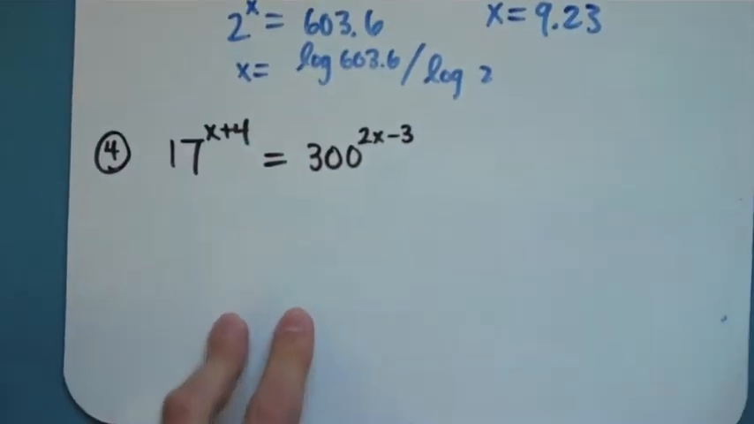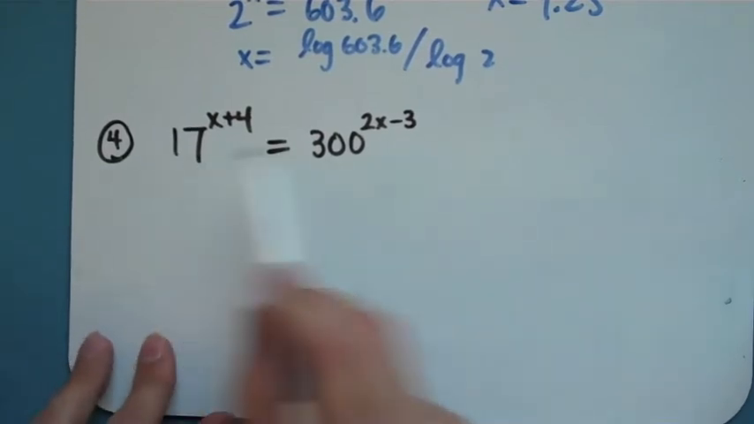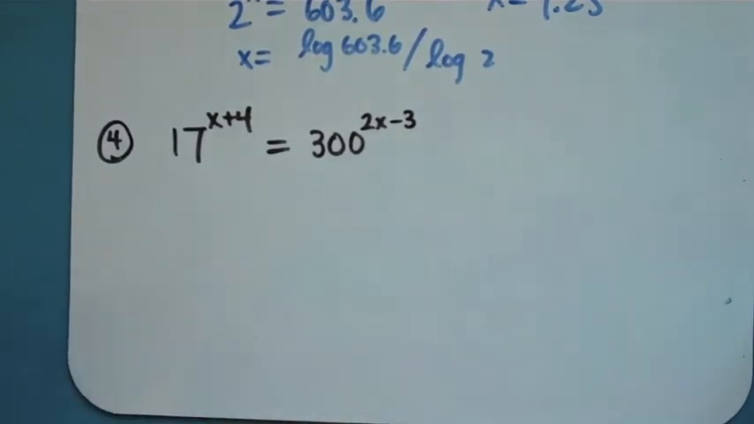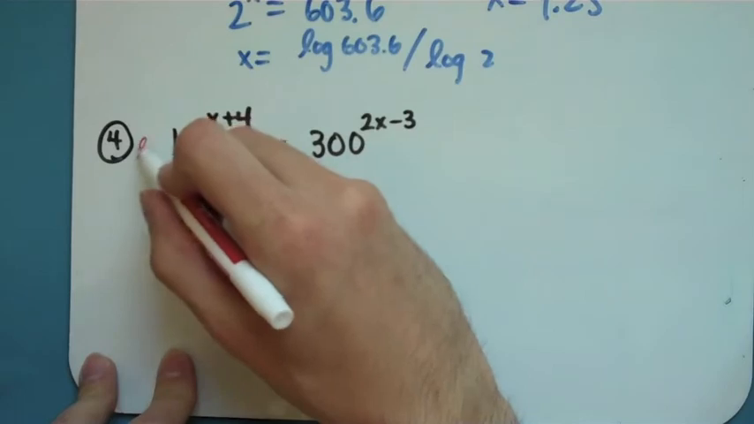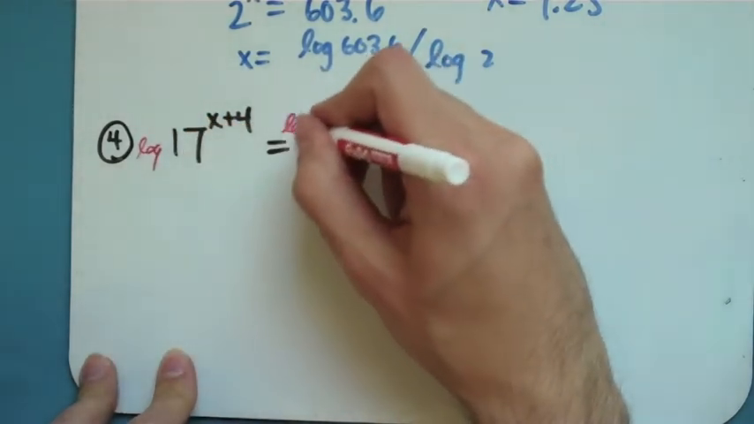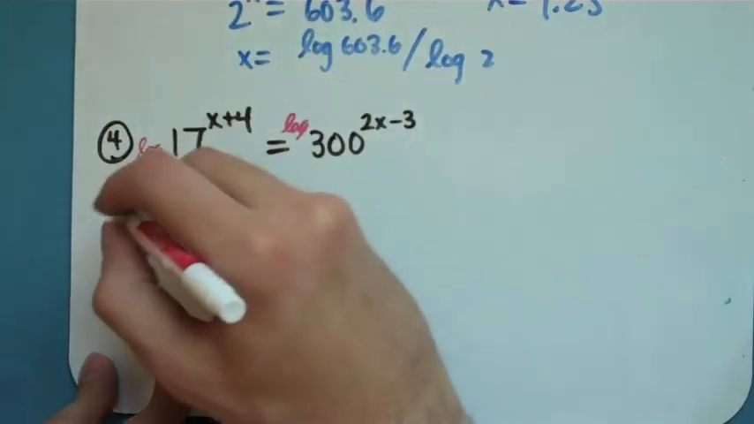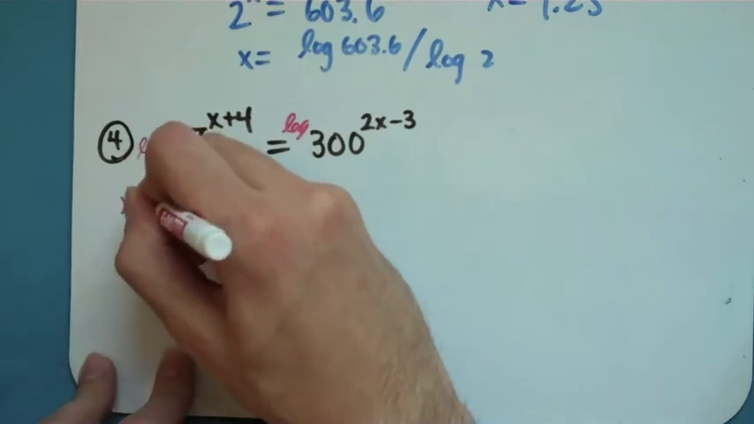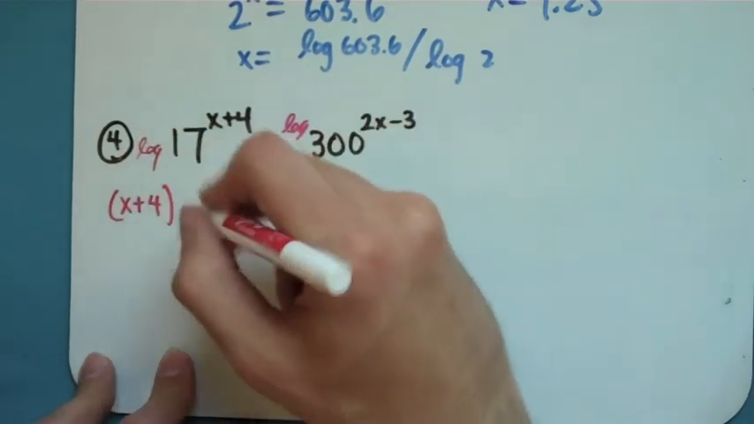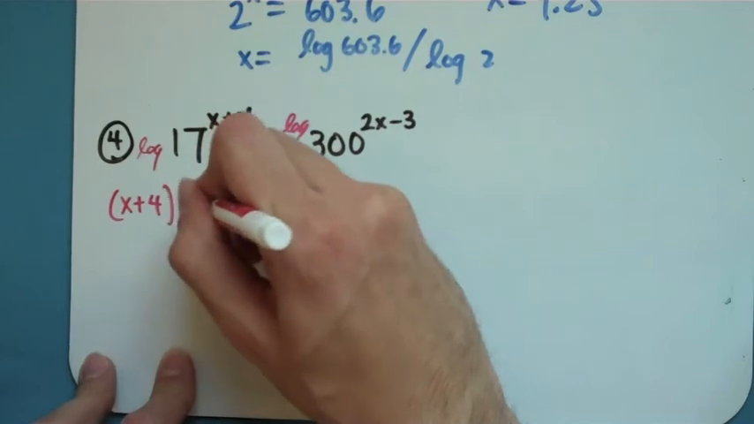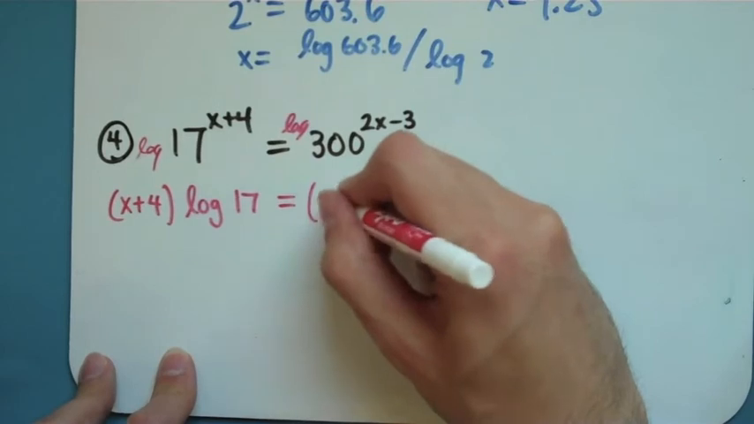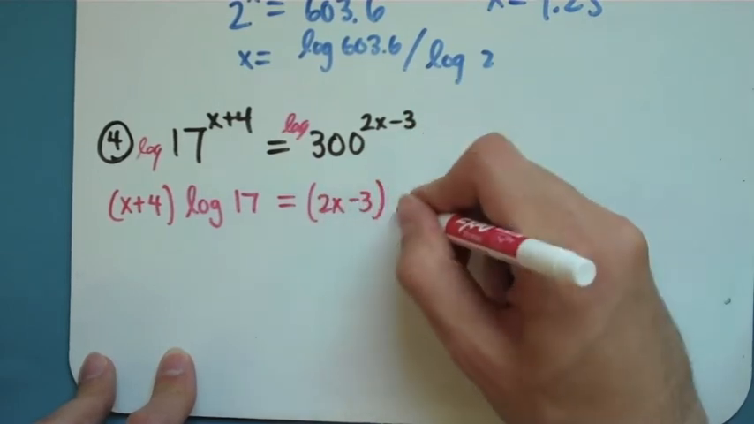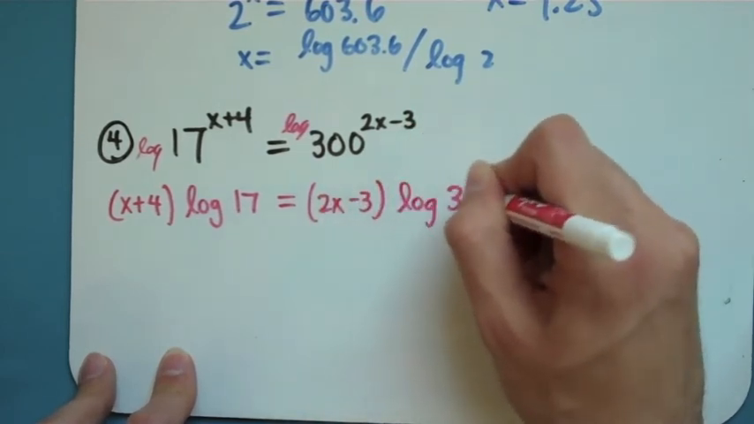Our final problem is a bit more challenging because there are variables on both sides of the problem here. That's a little unfortunate, but our thought process and our way of going about things doesn't change. We're going to take the log of both sides right now, and then we're going to drag our exponents down out front. When you drag down an exponent that's not just a variable by itself, you put it in parentheses. So we're really looking at x plus 4 times log 17 equals 2x minus 3 times log 300.